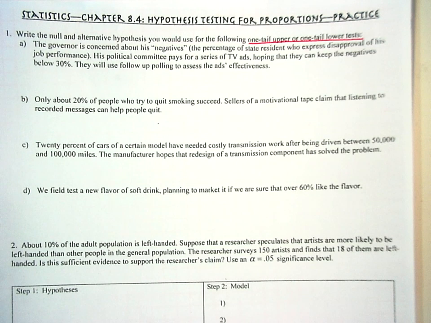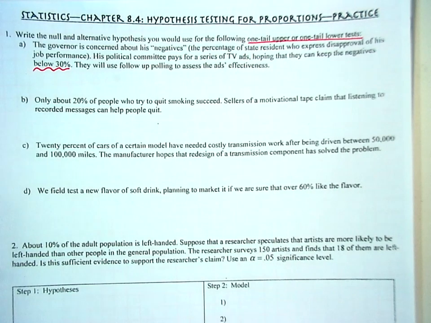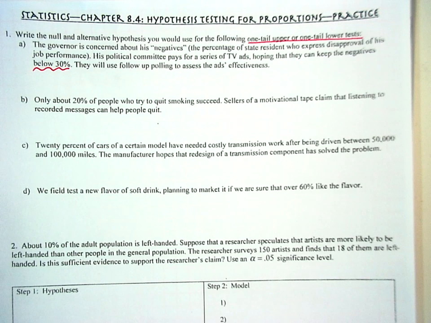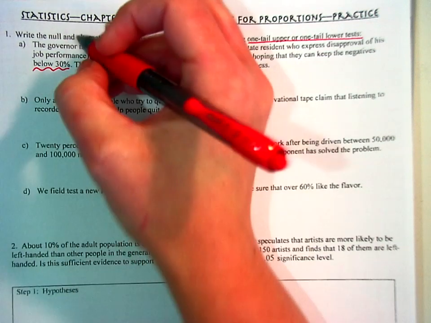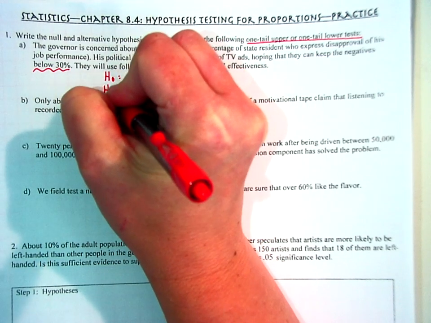Okay, so A, the governor is concerned about his negatives, the percentage of state residents who express disapproval of his job performance. His political committee pays for a series of TV ads, hoping that they can keep the negatives below 30%. So right there is an identifier, below 30%. They will use follow-up polling to assess the ad's effectiveness. Okay, so I'm looking at what would be my null hypothesis and what would be the alternative.